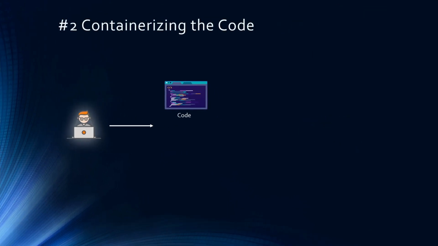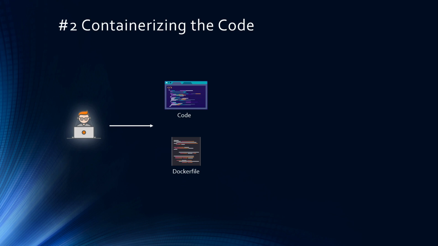Now what we are going to do is we are going to containerize the code, but still in the local machine. So to containerize the code, you need to create a file called Dockerfile. A Dockerfile is a text document that contains all the commands a user could call on the command line to assemble an image. So in this case, we are going to go through the Dockerfile in detail.